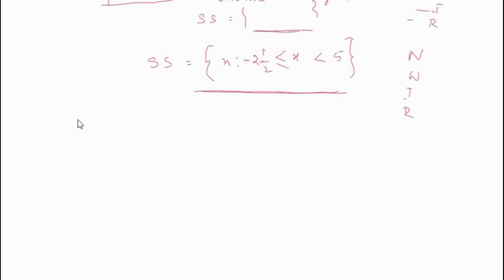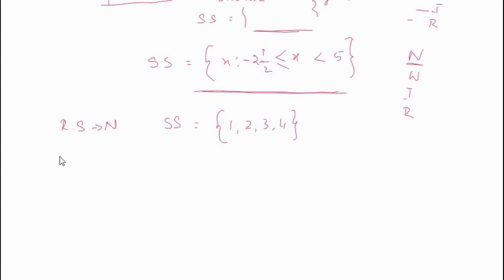Suppose let us take replacement set is N. If replacement set is N, then the solution set here, N is natural numbers. So x is greater than or equal to minus 2.5, but natural number starts from 1. So it is from 1 and less than 5. So the numbers starting from 1 and less than 5 are 1, 2, 3, 4. So this is the actual solution set when x, the variable, belongs to natural number.